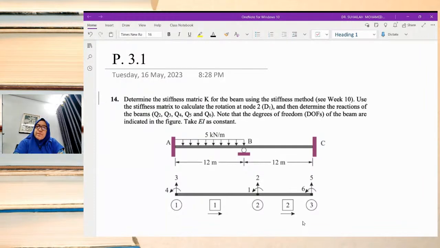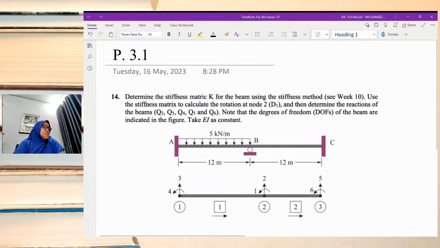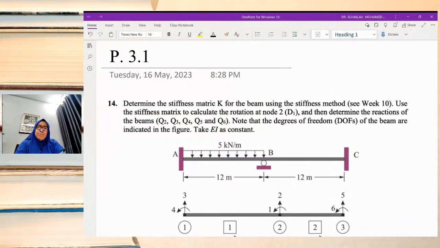Okay, so we continue the stiffness method for beam. I just pick up one beam question from online. So this is the question. Determine the stiffness matrix K for the beam using the stiffness method. Use the stiffness method to calculate rotation at node 2, D1, and then determine the reaction of the beam Q2, Q3, Q4, Q5, Q6.